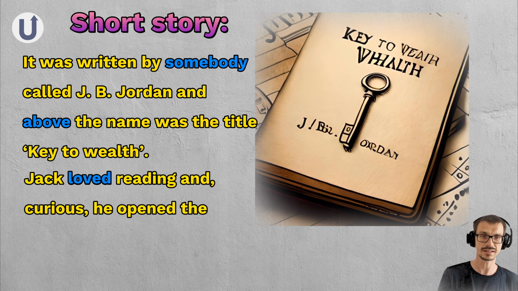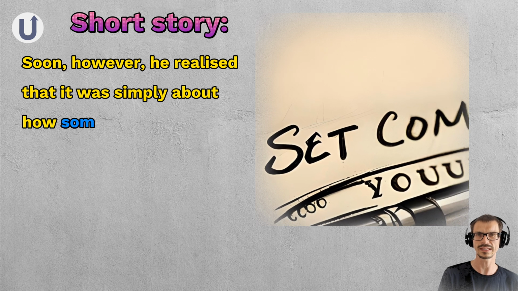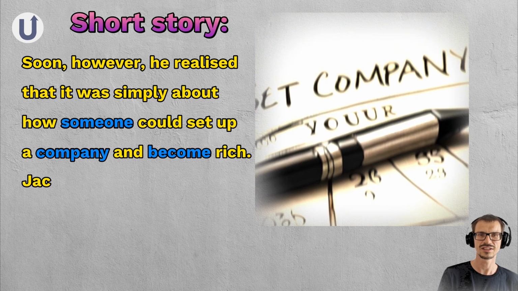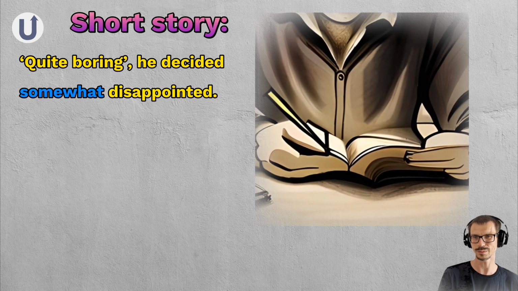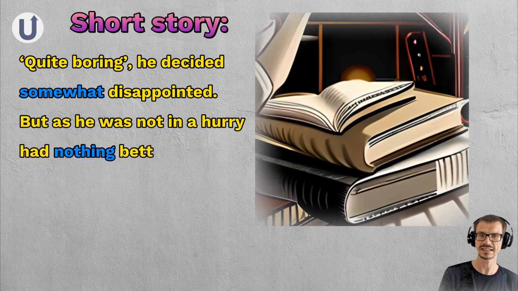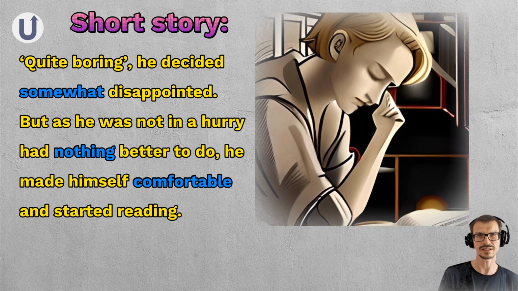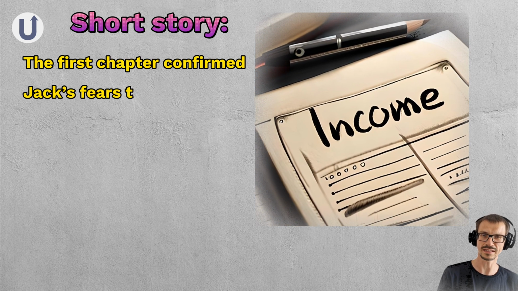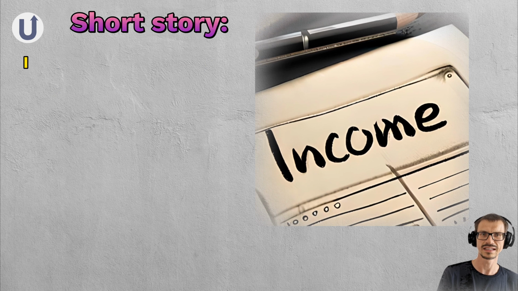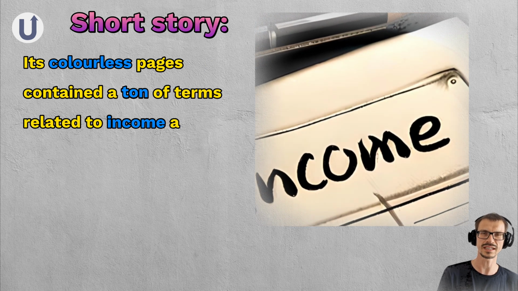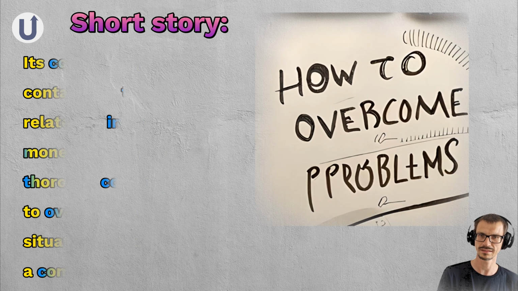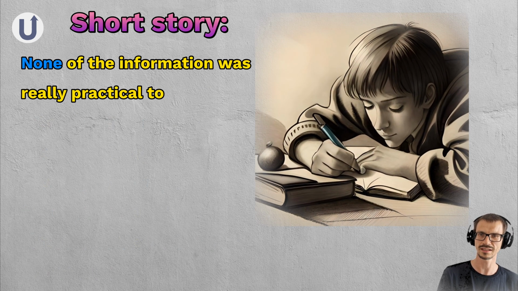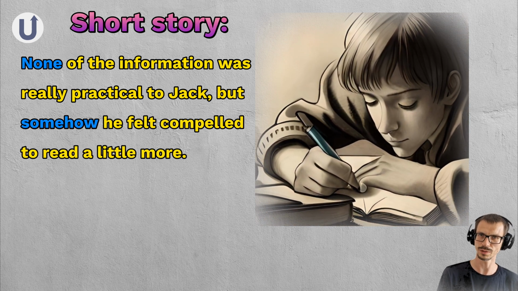Jack loved reading, and curious, he opened the book hoping to find out something interesting. Soon, however, he realized that it was simply about how someone could set up a company and become rich. Jack had never thought of himself as someone who could even have his own company. Quite boring, he decided, somewhat disappointed. But, as he was not in a hurry and had nothing better to do, he made himself comfortable and started reading. The first chapter confirmed Jack's fears that the book was not going to be anything exciting. Its colorless pages contained a ton of terms related to income and money, and it gave a thorough coverage of how to overcome different situations when setting up a company. None of the information was really practical to Jack, but somehow he felt compelled to read a little more.